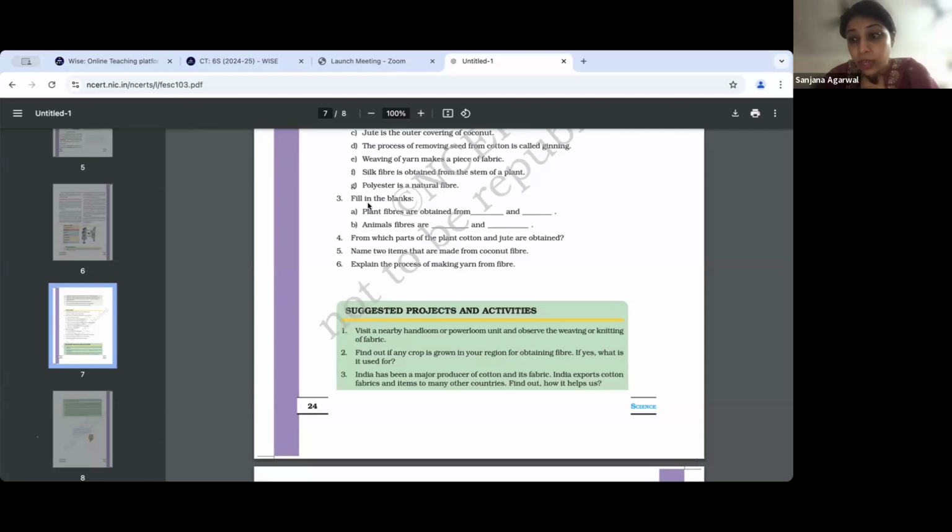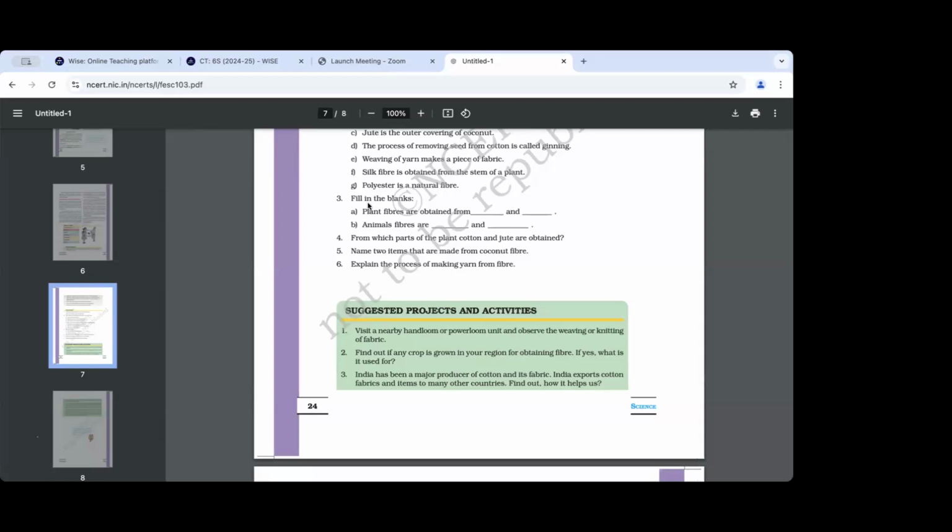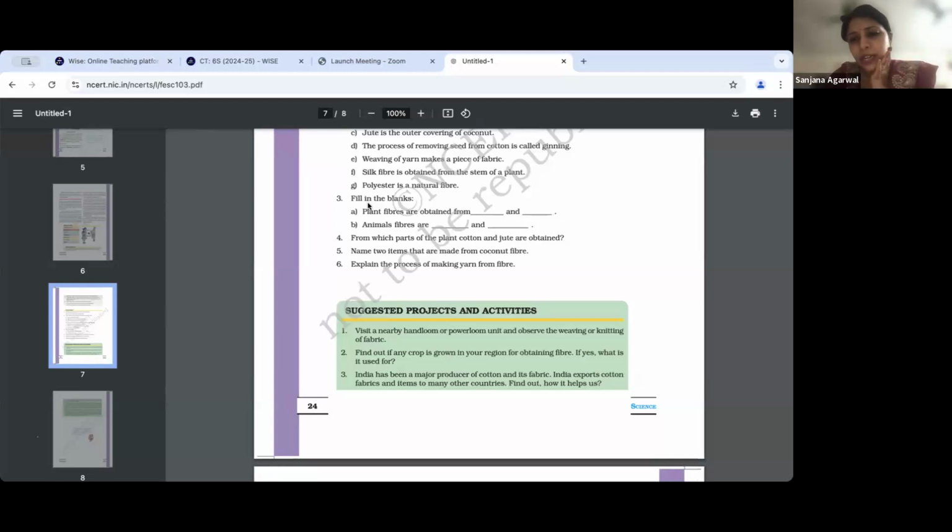Explain the process of making yarn from fiber. The process of making yarn from fiber is called spinning. It is done with the help of charka. Just a minute. Charka.